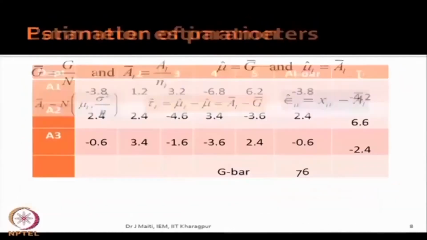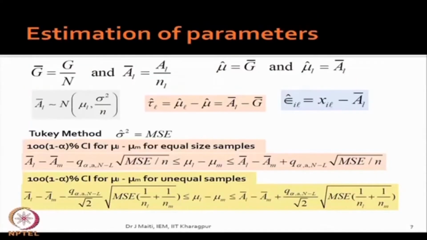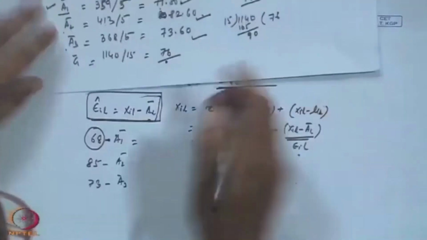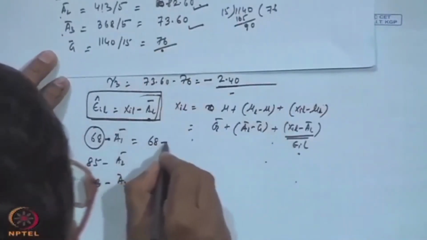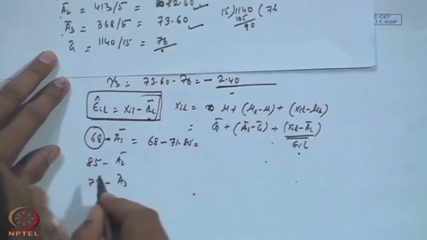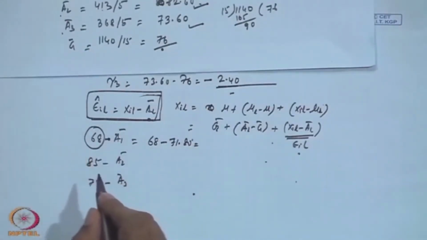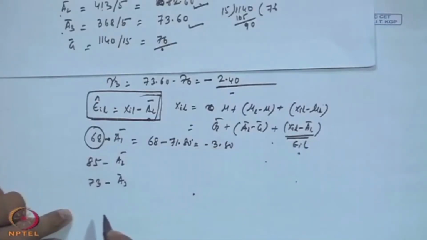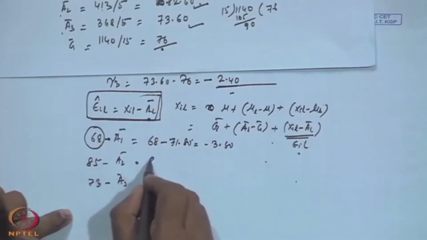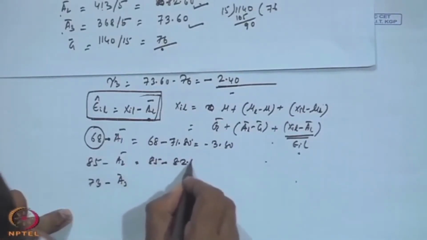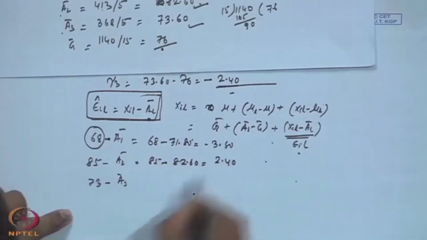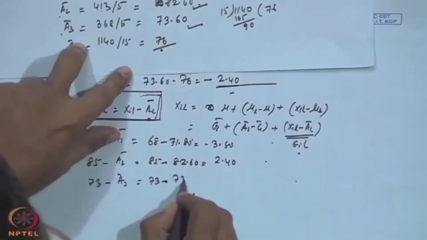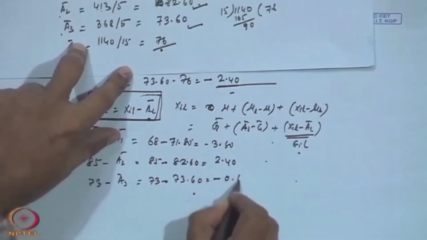Now, again go to where we have calculated G bar and A_l bar. A1 bar is 71.80. So 68 minus 71.80, what will be this value? Is it not minus 3.80? Then 85 minus 82.60, is it not 2.40? Then 73 minus 73.60, this is minus 0.60.